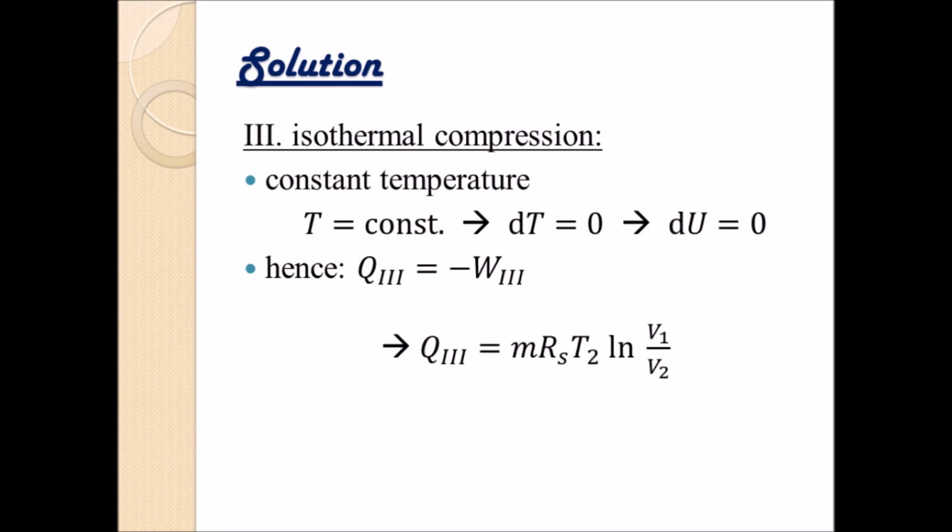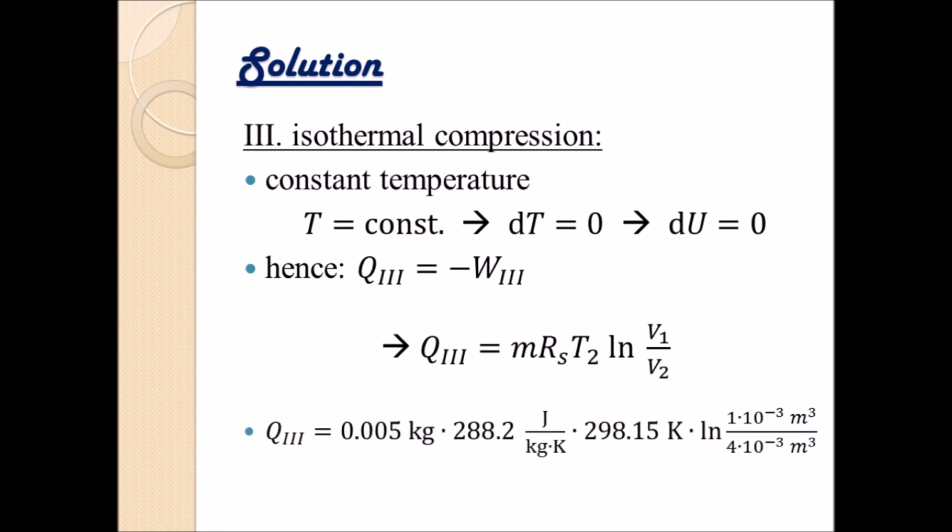Before it was T1 in regime 1, here it's T2. And the natural logarithm goes, in this case, from V2 back to the lower volume V1. So it's ln V1 divided by V2. And if we take all our given variables, put them right into this equation, we can calculate Q3 as minus 595.6 joule.